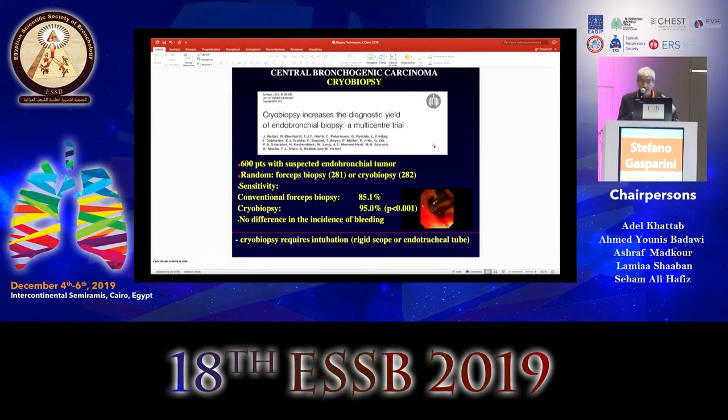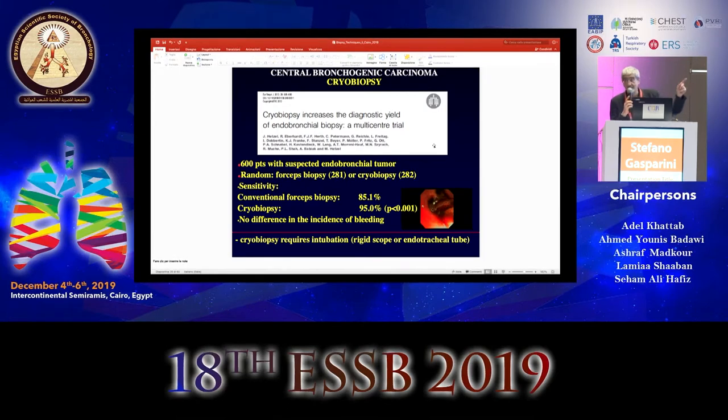What about cryobiopsy? Cryobiopsy is generally used for diffuse lung disease, but there is also some evidence, and this is a German study, that demonstrates that cryobiopsies may also increase the sensitivity for central endobronchial lesions, with a better result in comparison to conventional forceps biopsy, without a major incidence of bleeding. The only problem is that cryobiopsy requires intubation of the patient, and this study was performed in Germany where there is the habit to intubate patients in several centers, even for biopsy. Lutz is here, you can confirm this, that this is true, yes.